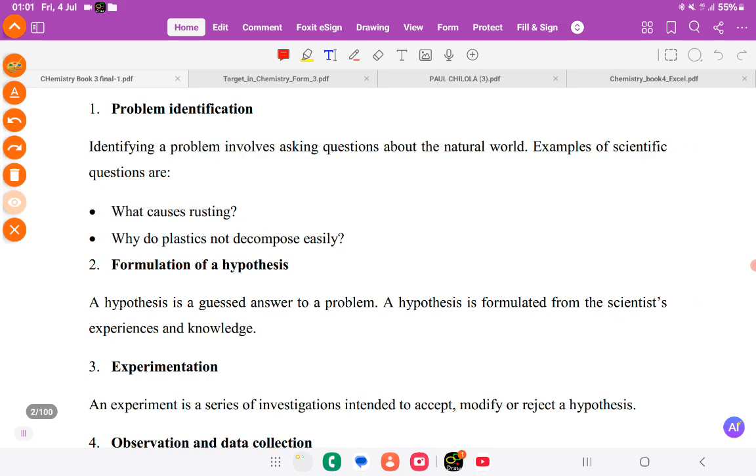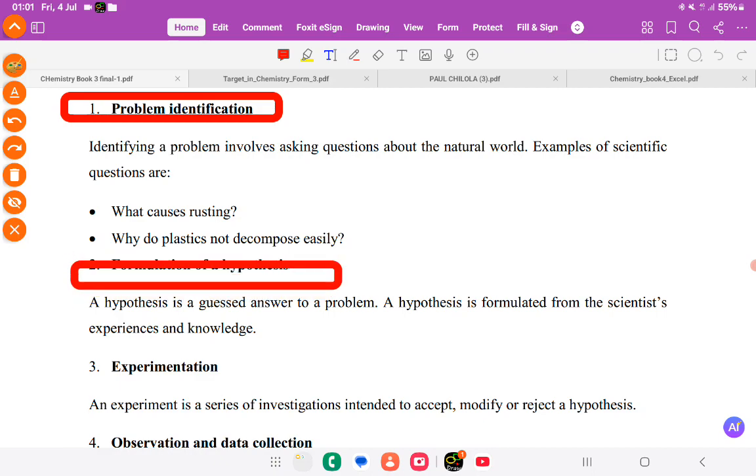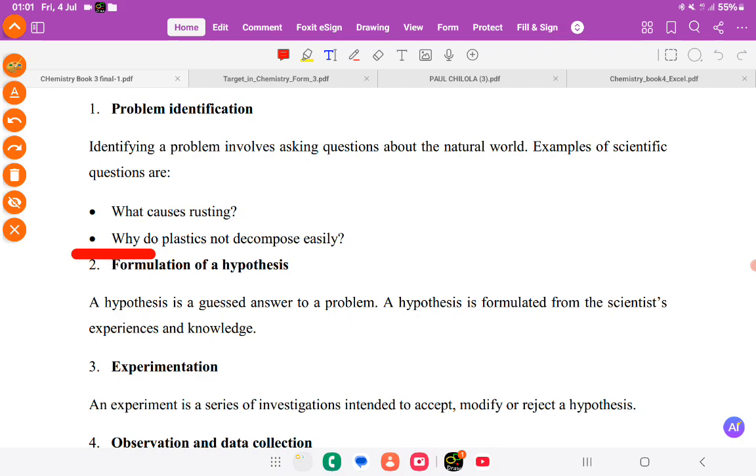So the second stage is what is called the formulation of a hypothesis. Having identified a problem, next you formulate a hypothesis. You might recall that a hypothesis is just a guessed answer to a problem, right? So we're saying a hypothesis is formulated from the scientists' experiences and knowledge.